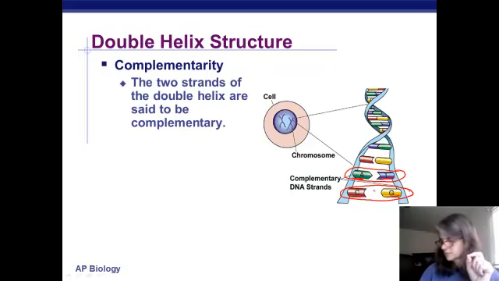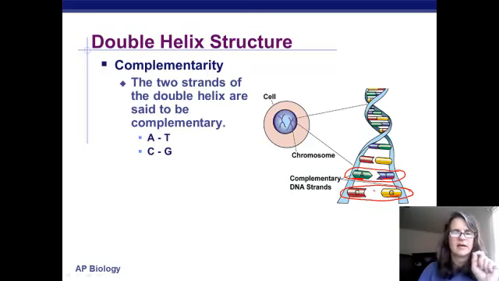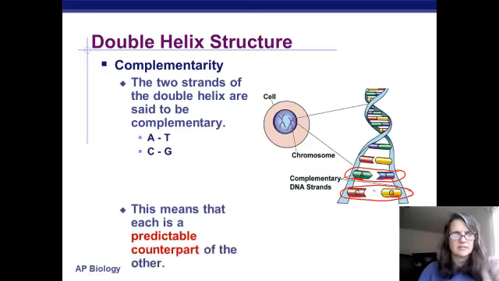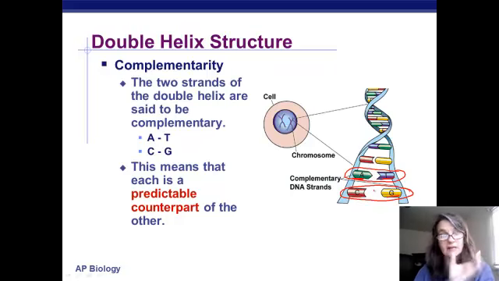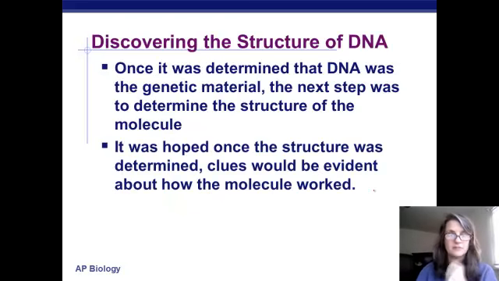Complementary, that concept is really important with DNA. A is complementary to T, C is complementary to G. That is important because we know that each is a predictable counterpart of the other, okay? And that's really important in the fact that DNA can copy itself and that we can understand it, okay?